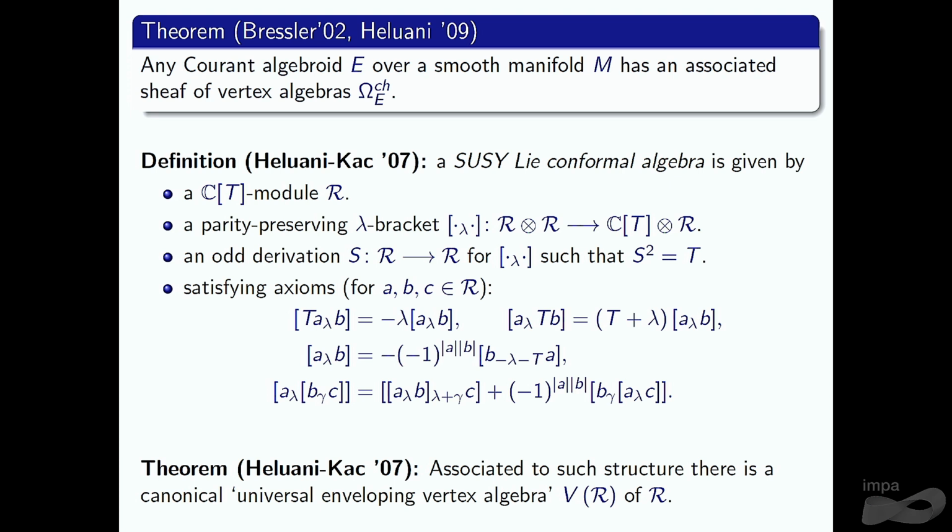So the theorem is that to any courant algebroid over a smooth manifold, you can associate a sheaf of vertex algebras. And the way they do this is in a two-step process. So firstly, Heluani and Kac define a notion of SUSY Lie conformal algebra, which is this bunch of axioms. So let me give you a hint of the axioms, and then let me explain the idea, which is the most important thing. So you have, on the one hand, a module for some suitable endomorphism T, and a bracket which is polynomial valued. This vector space may be a super vector space. Then you have an odd derivation for lambda, which squares to the endomorphism T. This is the supersymmetry. And then it satisfies some axioms which, remember, are like Leibniz, skew symmetry, etc. I didn't tell you, but this is actually important: this satisfies the Jacobi identity.